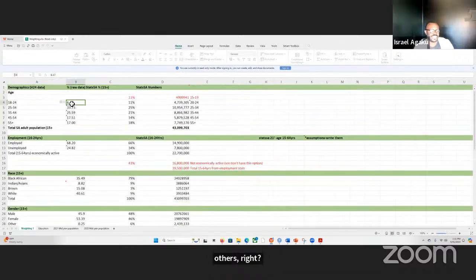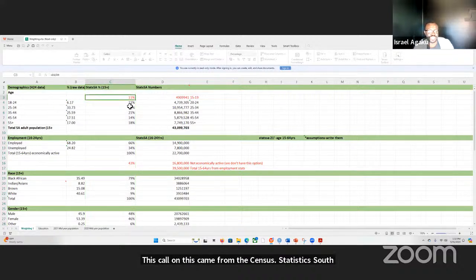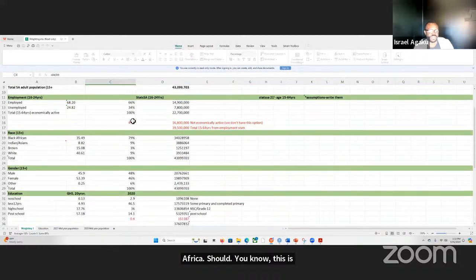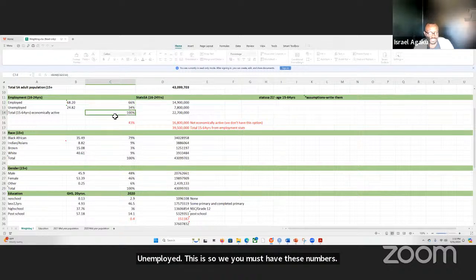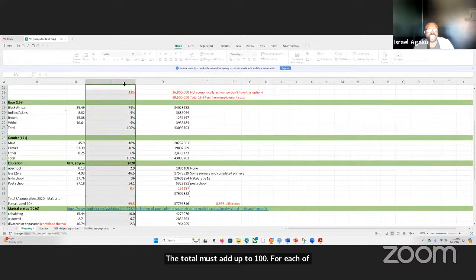These are the percentages from the data set. But more importantly, this is what we're interested in. This column came from the census, Statistics South Africa. So Statistics South Africa is saying, these are the percentages of the different groups, right? But we're interested in unemployed. You must have these numbers and they must add up to 100% in total, right? The total must add up to 100 for each of the characteristics. So you're not making these numbers up. So this is a very important column. This is the column from the census or from wherever.